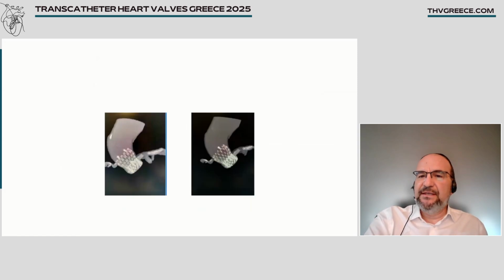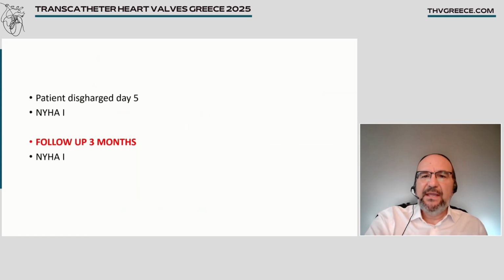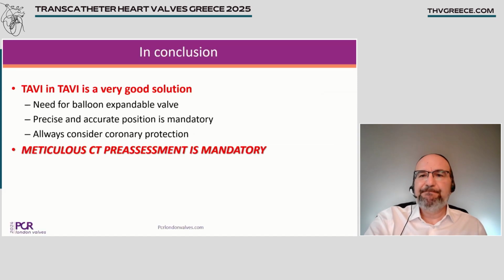And you can see these images provided by our radiographer, and it shows the TAVI and the stent according to our initial plan. The patient was discharged day 5, class 1. She was followed up at 3 months. She is still class 1.